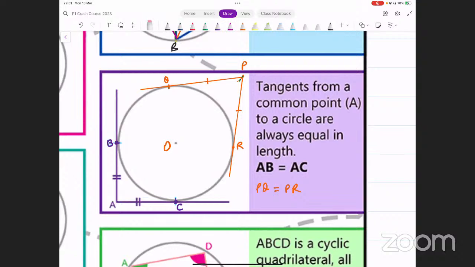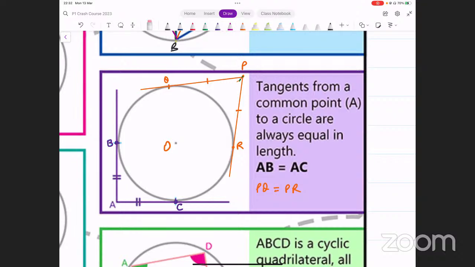So let's take this other example where we have this point P. From P, we are making two tangents, one touching the circle at point Q and the other touching the circle at point R. Again, these two tangents are going to be equal to each other. PQ is equal to PR. All right. Now, this is one thing.